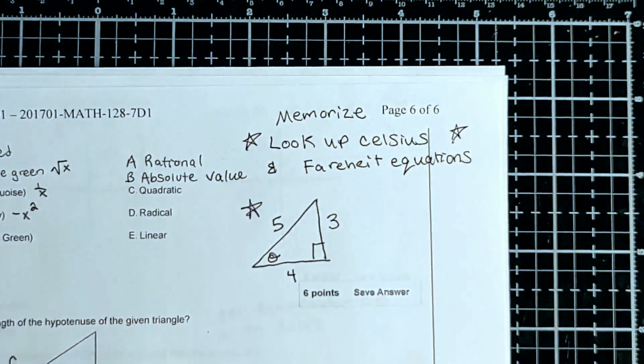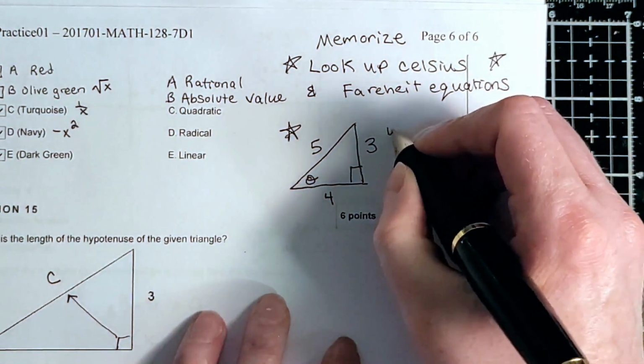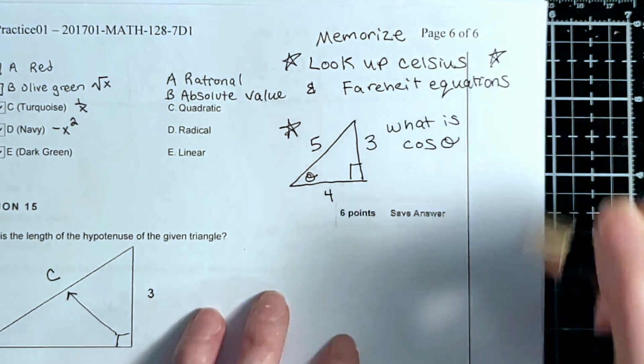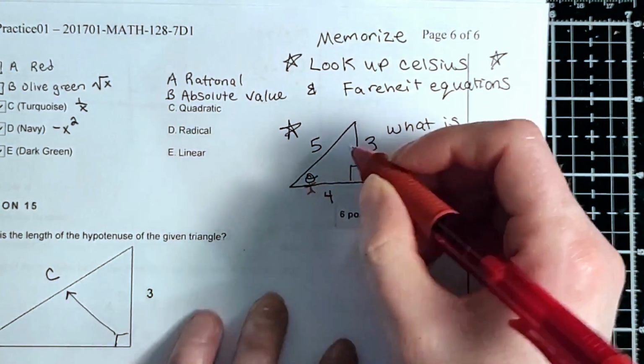Okay, so the question will just have a triangle already on there. So the question is, what is the cos of theta? So that should be fairly easy. I would put my man right here.